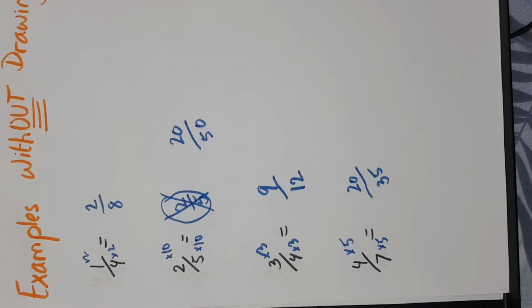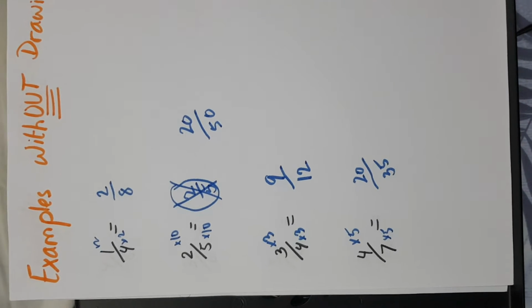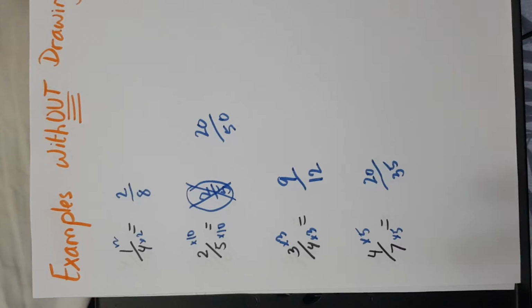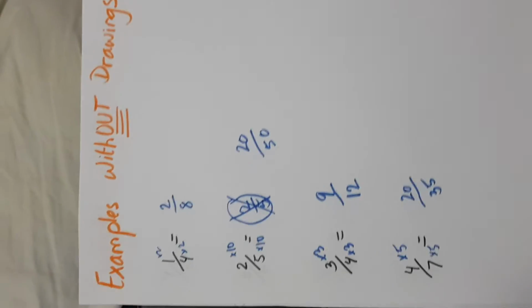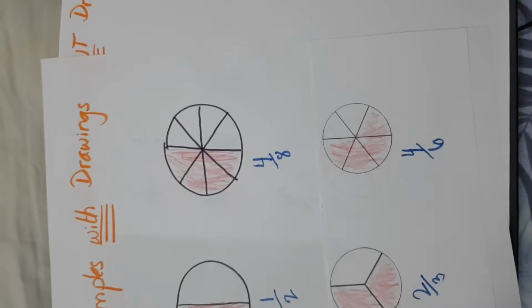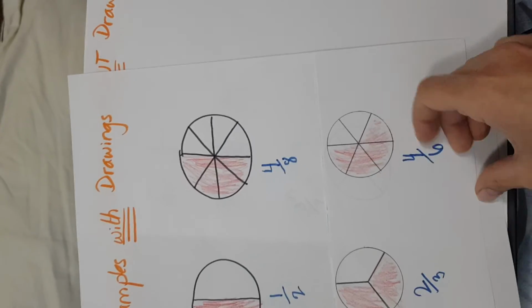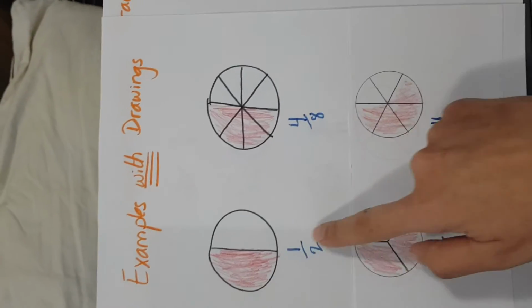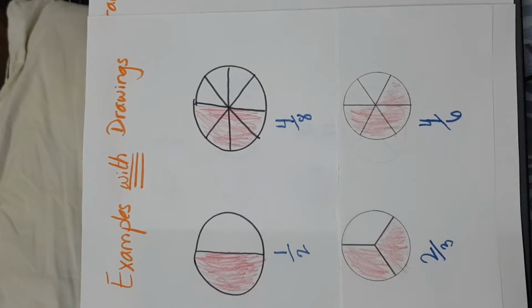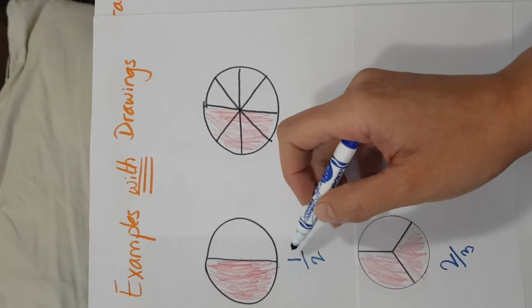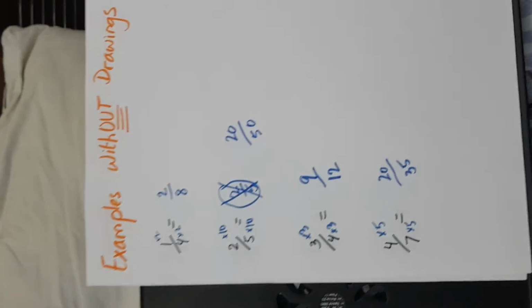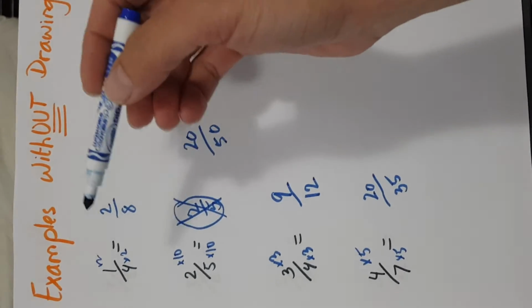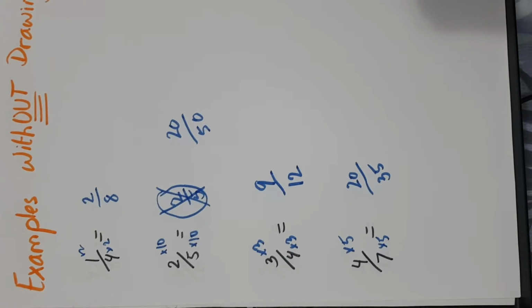So you either do that using drawings, or just like in this case, 1/2 is equivalent to 4/8, because here again you multiply it with 2 up and down. Or you can just go the direct way, which is multiplying directly.